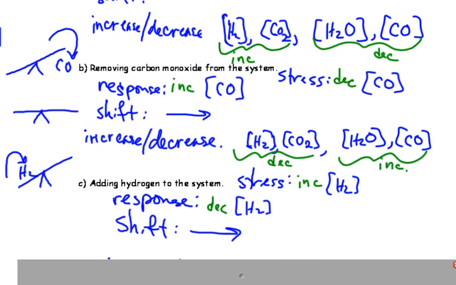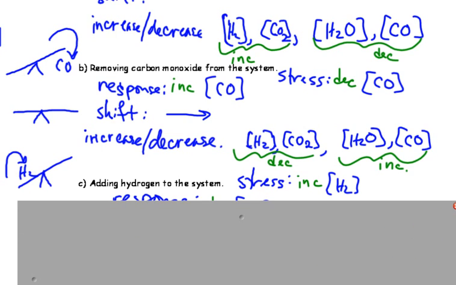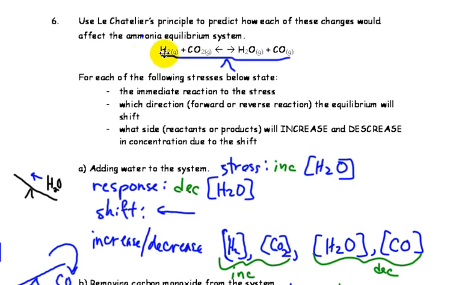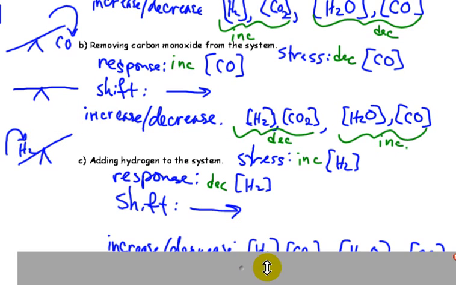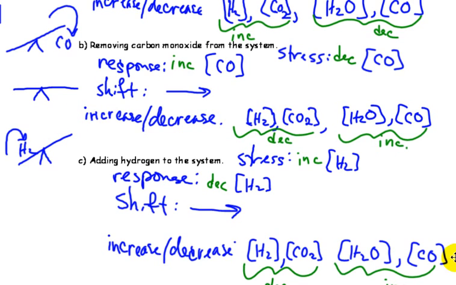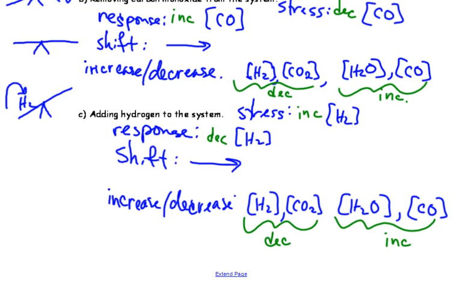Last one here, adding hydrogen to the system. Hydrogen is on the left-hand side, so if I add more, it's going to be heavy on that left-hand side. So I need to try to use up that extra hydrogen that was added, and you can see here if I shift things to the right, that will happen. And again, if I'm moving to the right, everything that's on the right-hand side will increase in amount, everything that's on the left-hand side will decrease.